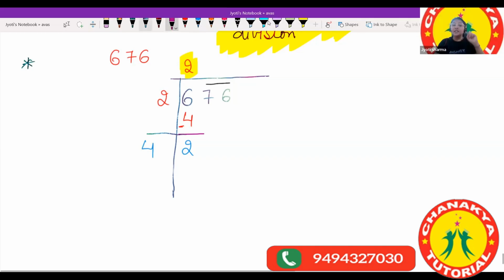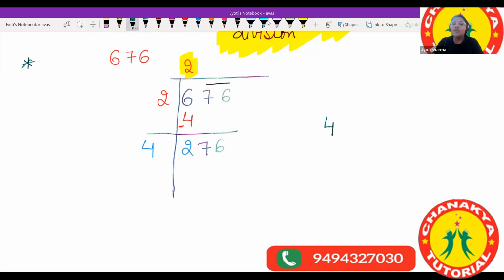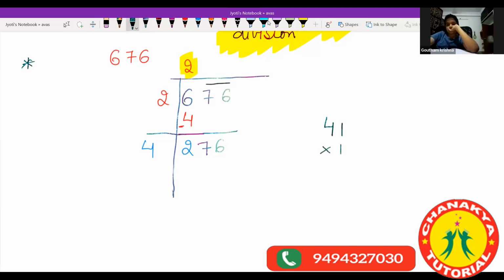Next, in this question, we are going to bring down the whole pair, the complete pair, which is 76. Now I have to divide 276 by 4. No. What I am going to do is write a number next to 4, let's say 41, and multiply that by 1.